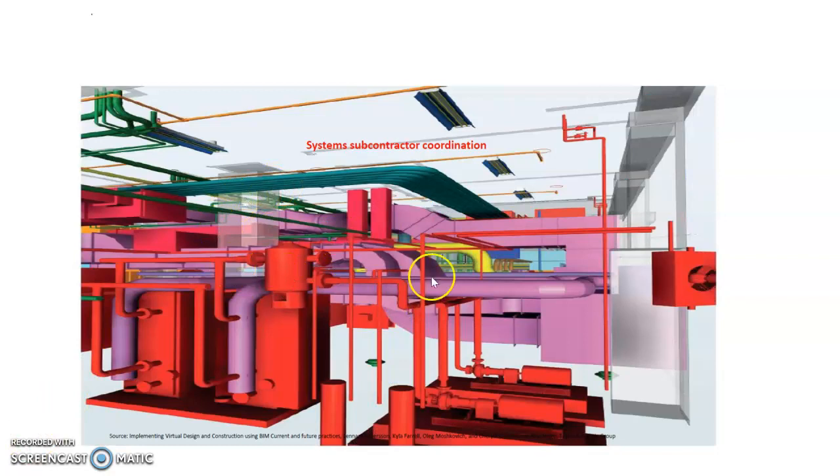Here it shows you a diagram of the system subcontractors coordination, where you can see that the different services are color-coded to allow the stakeholders to know which services they represent. When we are doing the clash detection or the interference checking, it will be easier to call out the different parties that need to be informed to resolve the situation or the clashes.